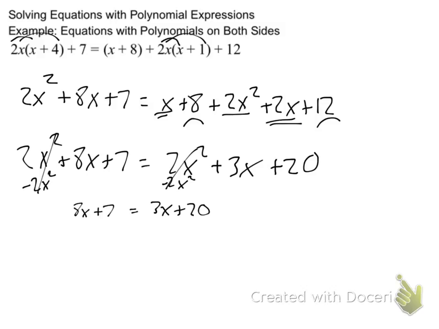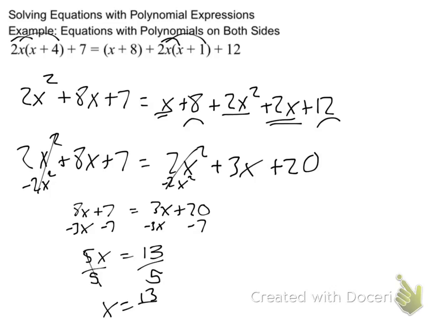Which way do I want to go with my x's now? Left or right? We go left. Why? We don't get a negative number. Always move your smallest one. It betters the chances of dealing with positive numbers. Would it be wrong to go the other way, though? No. So subtract 3x, and if I'm going to subtract 3x, that means I'm also going to subtract 7. Would you guys agree with that to get the number to the other side? 5x equals 13. Divide both sides by 5. And so x is equal to 13/5.